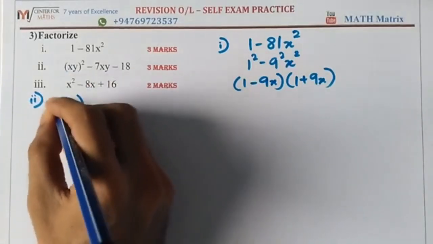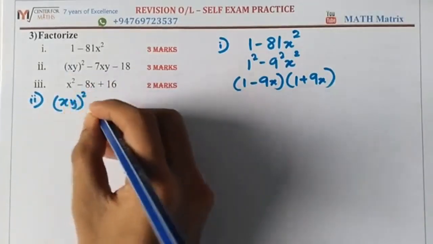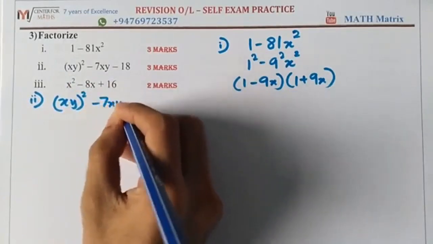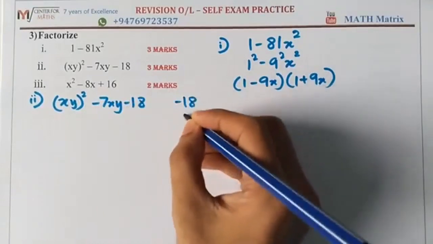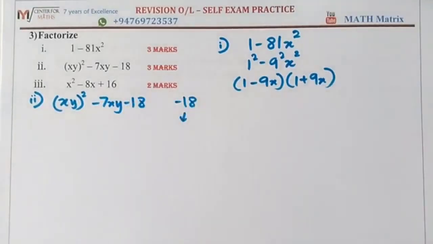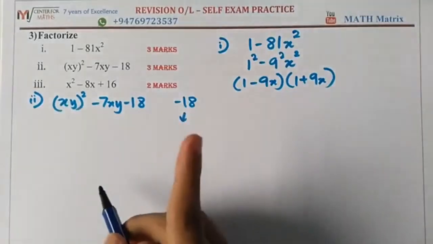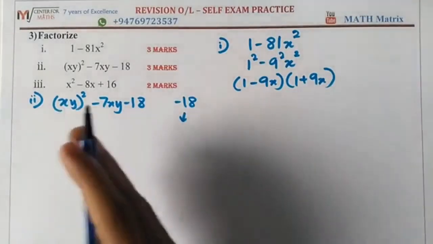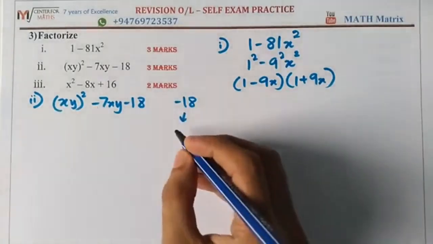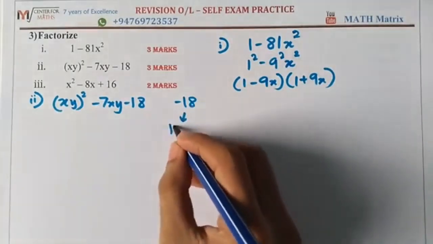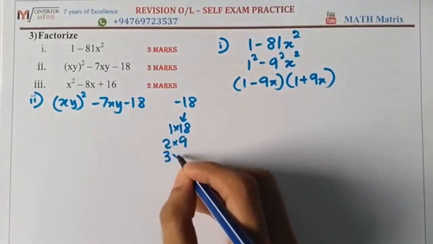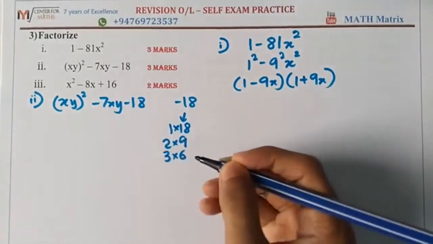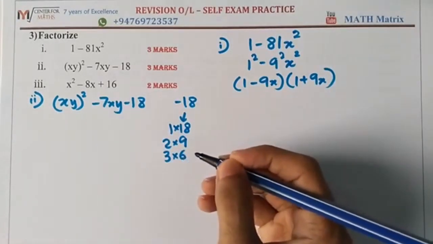xy squared. It's compulsory to mark this bracket. And minus 7xy and minus 18. So first of all, we have to find the factors of this minus 18, that means the last term. So what are the factors of 18? We have to consider this xy as one term. Now we'll find the factors of 18. 1 and 18, and what else? 2 times 9 and 3 times 6, and that's it. We can't mark 4 times, right?